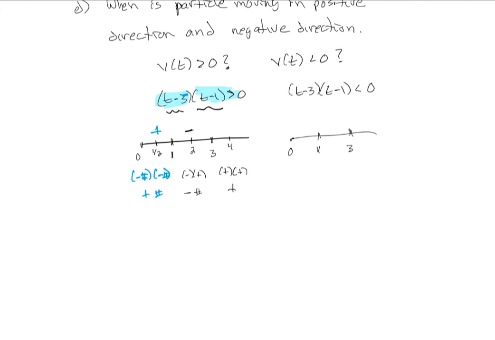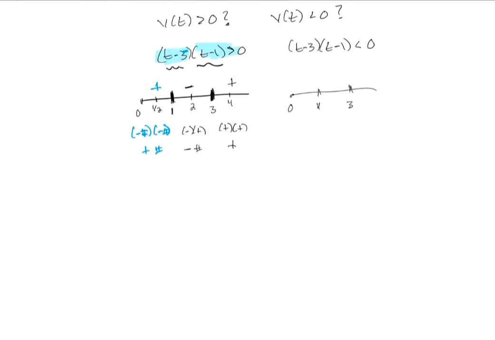So at t equals 1 and at t equals 3, we're at rest. We're moving in a positive direction for the intervals t less than 1 and t greater than 3. And then obviously we're moving in a negative direction when t is between 1 and 3.